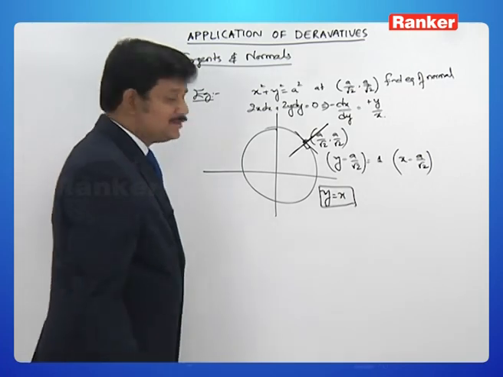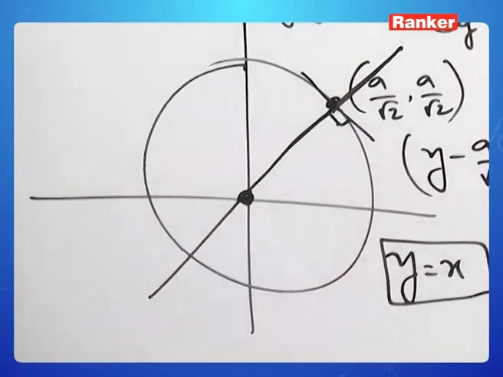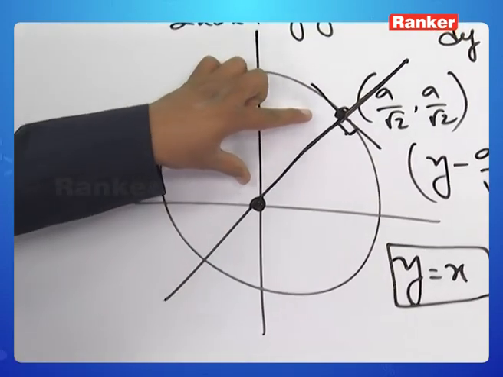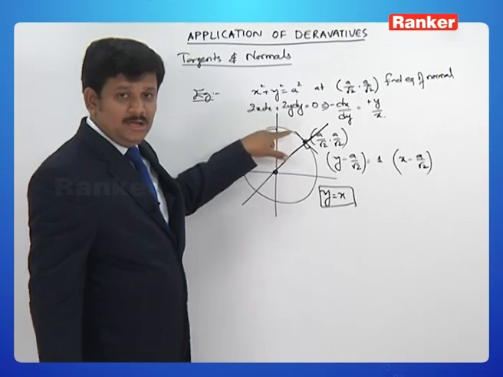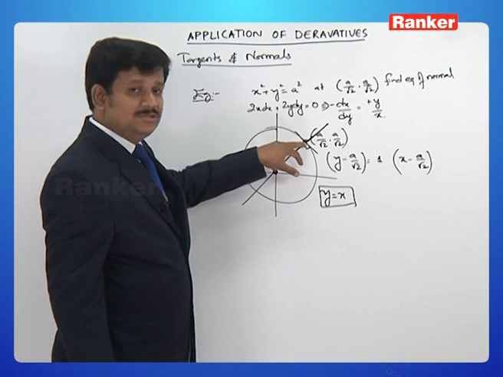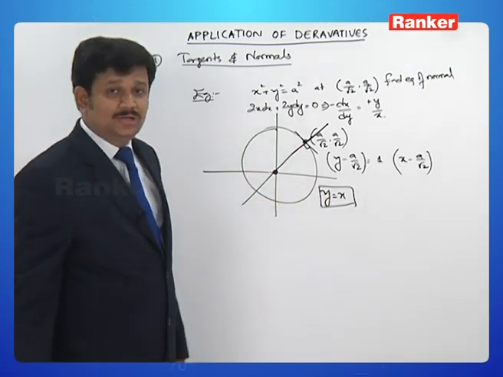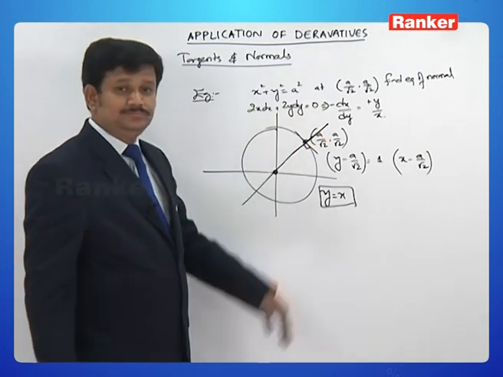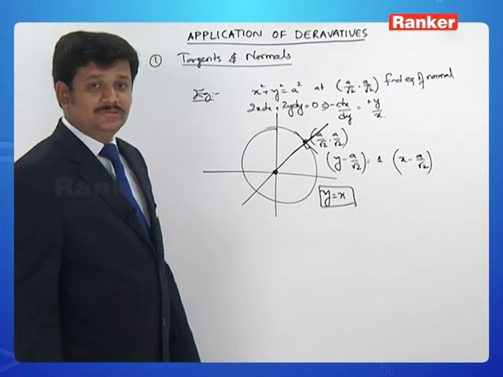So it's a line passing through the origin and having slope 1. This we can verify. The curve x square plus y square equal to a square is a circle, and we all know the normal at any point on the circle passes through the origin. So this line y equal to x also passes through the origin and has slope 1. So the equation of normal is y is equal to x.